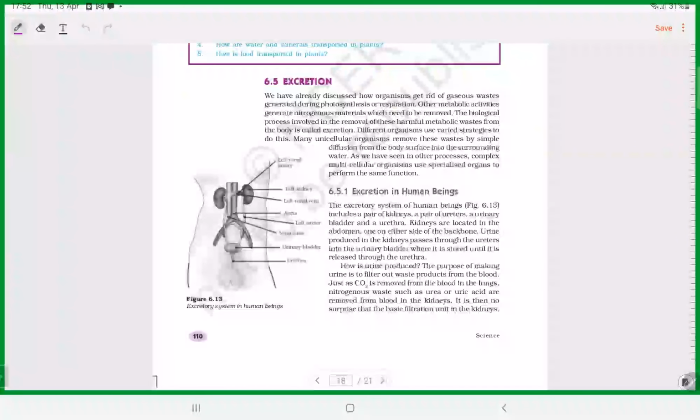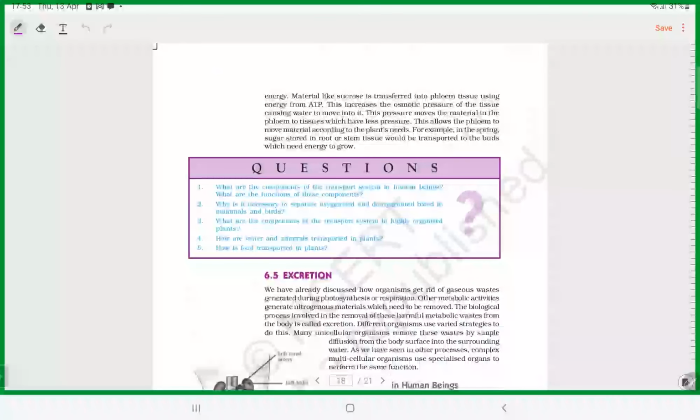Where can you see upward movement in a plant? Xylem. Transpiration, ascent of sap. There you can see upward movement. Where can you see downward and all other movement? Phloem. Translocation. Can you understand?